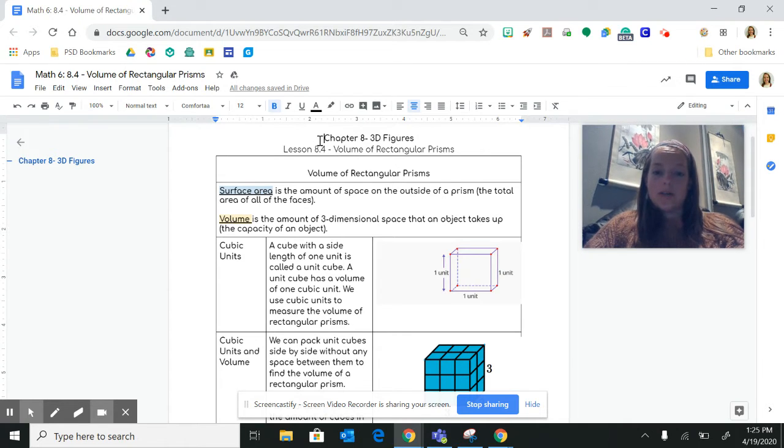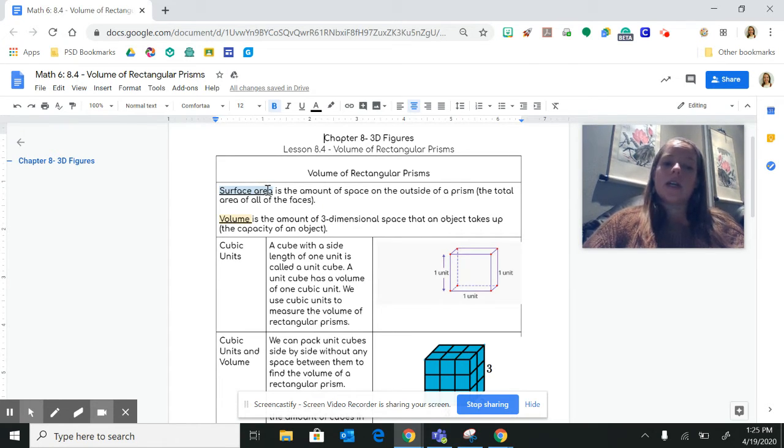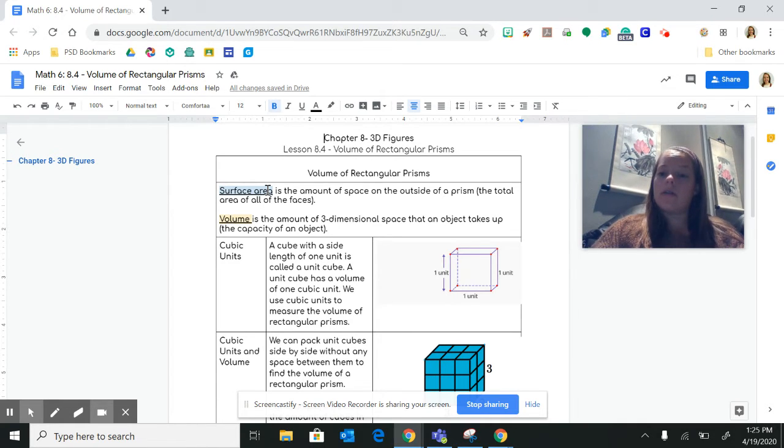We have been talking about surface area, and today we're going to jump into our lesson or unit on volume. So this is lesson 8.4. We're talking about the volume of rectangular prisms. And as we know, just to review, surface area is the amount of space on the outside of a prism or the total area of all of the faces.